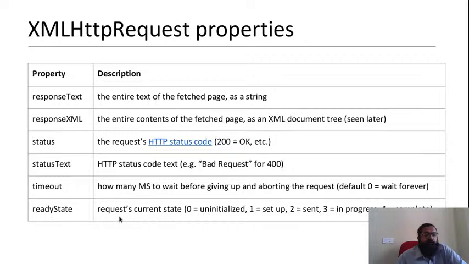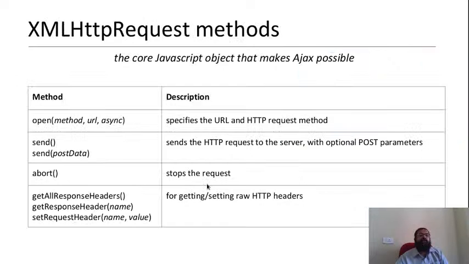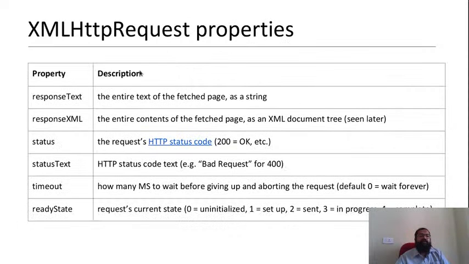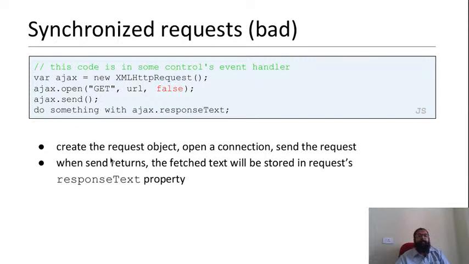Ready state: the request's current state. So 0 is uninitialized, 1 is set up, 2 is sent, 3 is in progress, and 4 is complete. So that will give the information about the ready state. You can see that a typical XML request will have these methods and these properties.